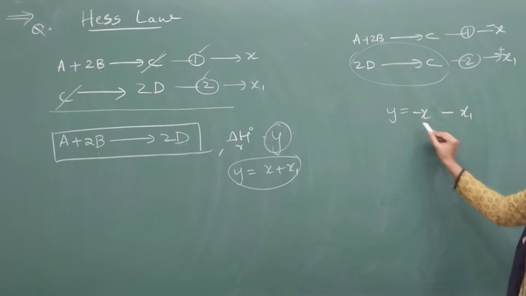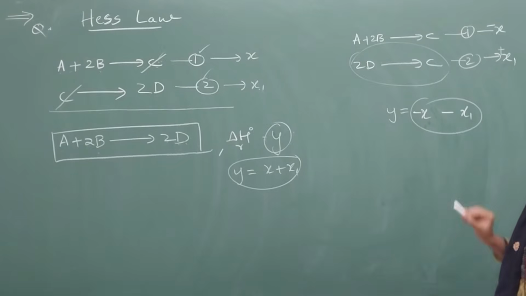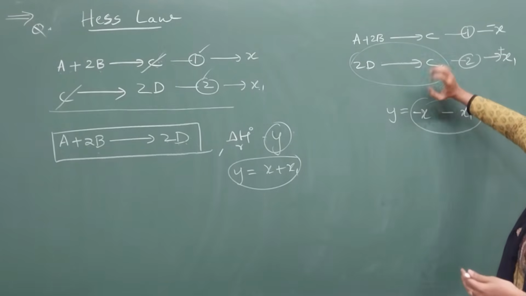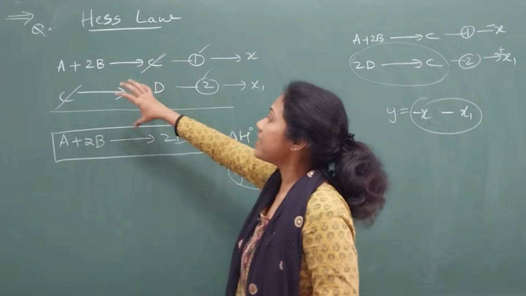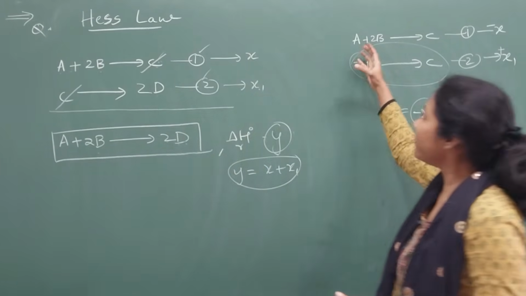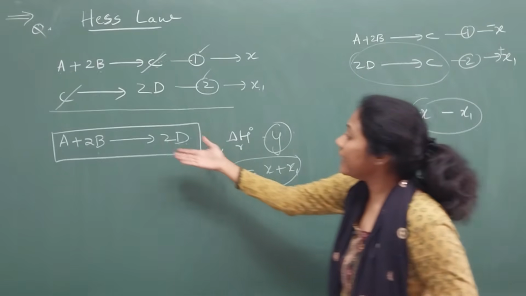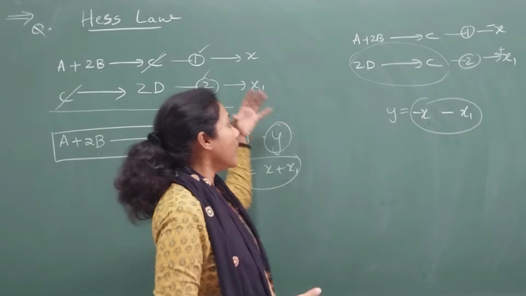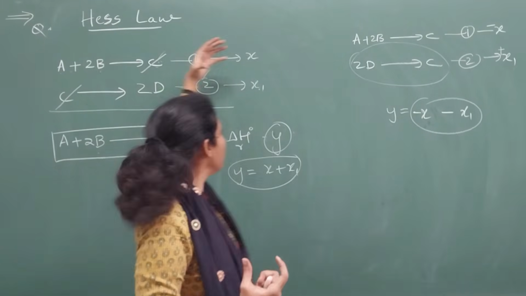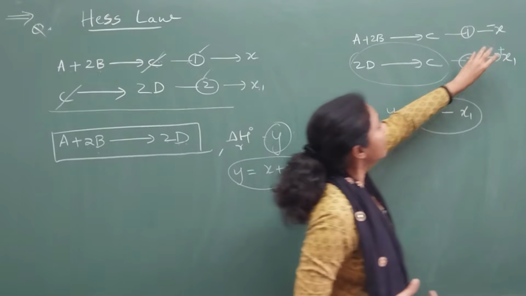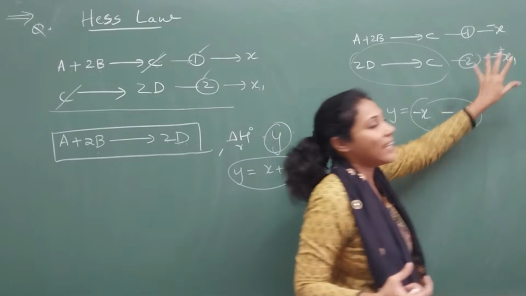Okay, so when you do this, you will get the value of y. So all these things you have to be aware of. Sometimes you are supposed to reverse, sometimes you are supposed to multiply with some digit, only then you will get the desired equation. Whatever reversing or multiplying you are supposed to do with the equation, you have to do with the given enthalpy values also.